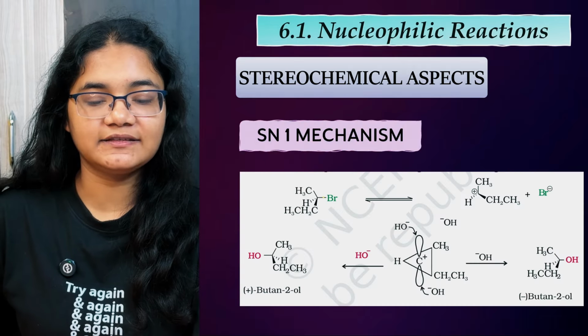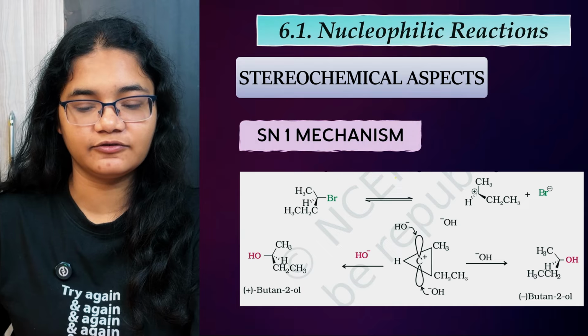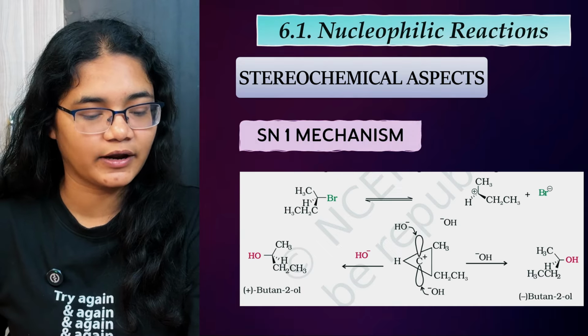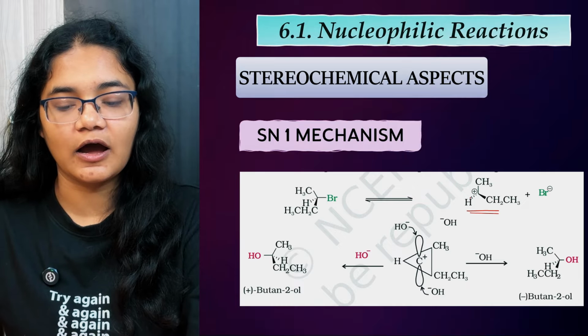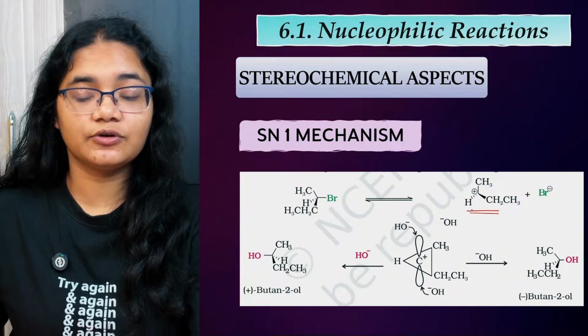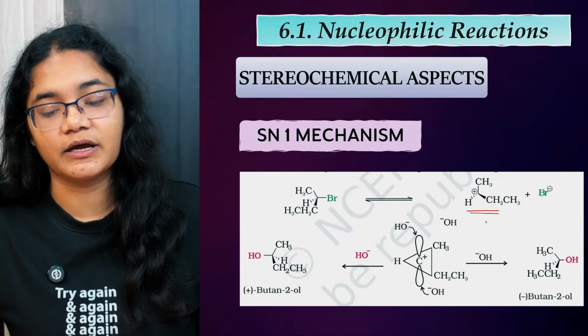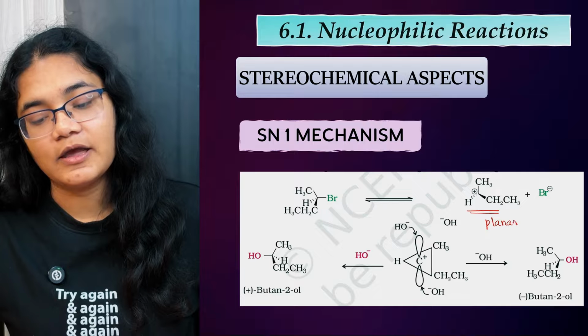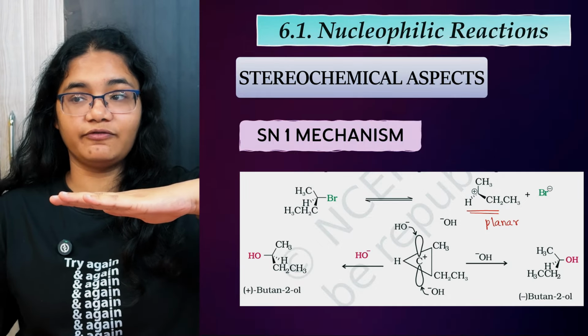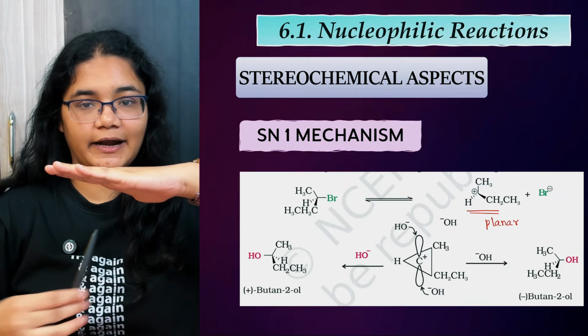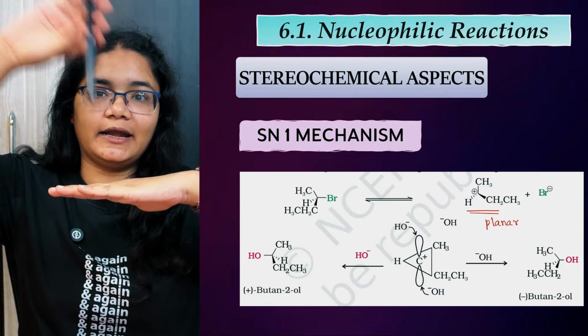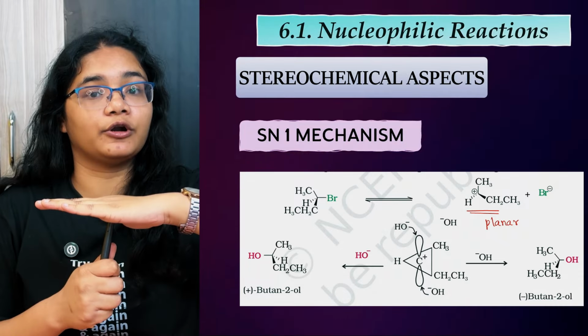Now, if I look at the SN1 mechanism, what is the first step? In the first step, a carbocation is formed. Right here, you can see a carbocation is formed in the first step. When a carbocation is formed, the molecule becomes planar. Now, when the molecule is planar, the nucleophile can attack from the top as well as from the bottom.